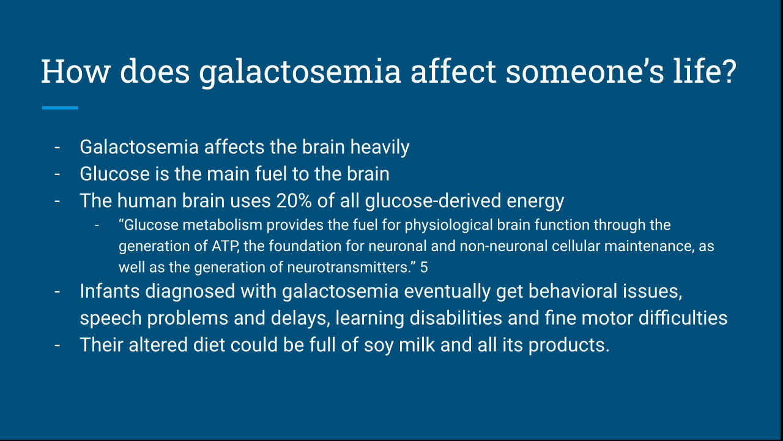And lastly but not least, how does galactosemia affect someone's life? So other major effects of galactosemia on a person's life, other than their diet, is their mental development. Galactosemia affects the brain heavily. Simply put, this is because glucose is the main fuel to the brain. The human brain uses 20% of all glucose-derived energy. So when galactose, which is later broken down to lactose and glucose, is deficient, there is a shortage of the fuel that the brain needs to function and develop properly.